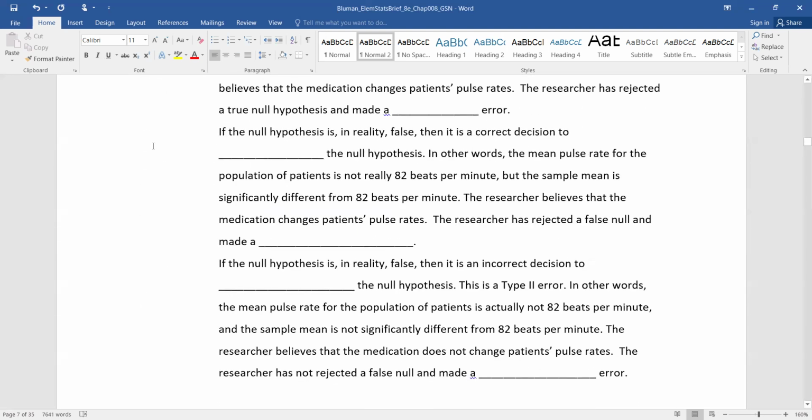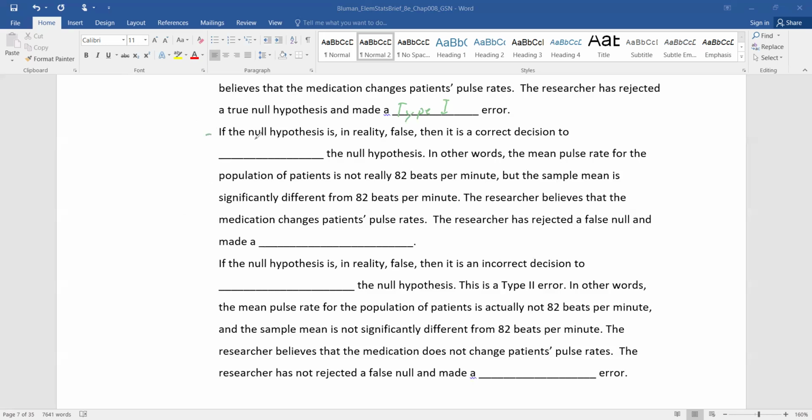And the researcher believes that the medication changes a pulse rate. The researcher has now rejected a true null hypothesis and made a type 1 error. Again, it was a true null and we said it was false. So that would be type 1.